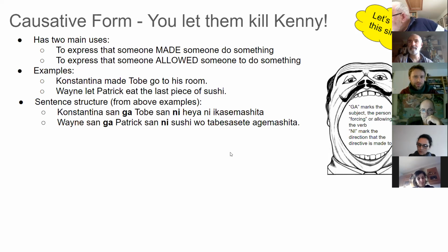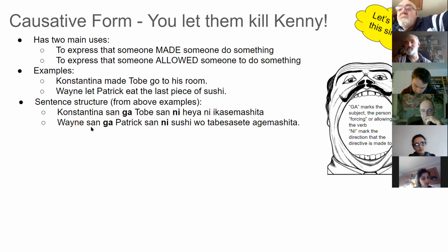It's not a fixed rule? No, what I mean is grammatically, there's no difference. Grammatically, there's no difference between these two sentences. It's just that the agemashita implies the allowing of somebody to do something. But if you were talking casually, you said Wayne-san ga Patrick-san ni sushi o tabe saseta, then this could also mean he allowed him to eat it. It's just that it sounds kind of a bit direct.